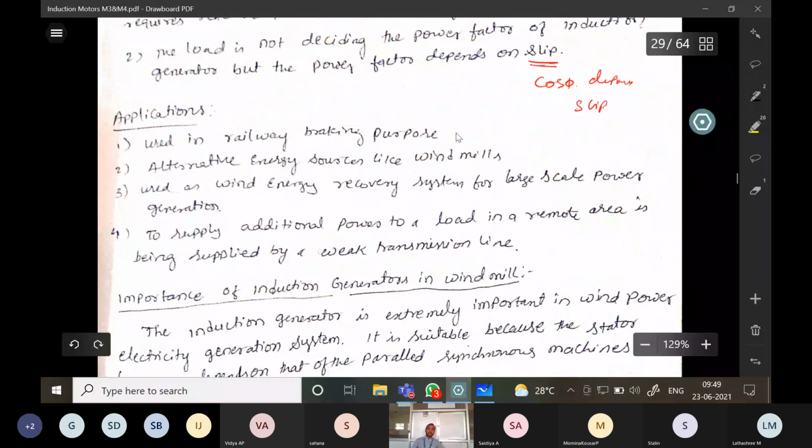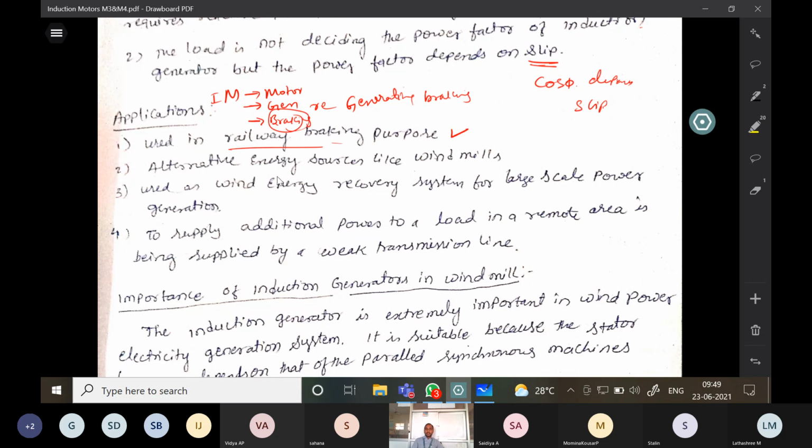And what are the applications of induction generator? It is used in railway braking, that is regenerative braking. The induction motor will run in three modes: motoring mode, generating mode, and braking mode. So this braking mode will be used in railway braking, and in alternative energy sources like windmills. In windmills also it is used in generating mode, and it is used as a wind energy recovery system for large scale power generation.